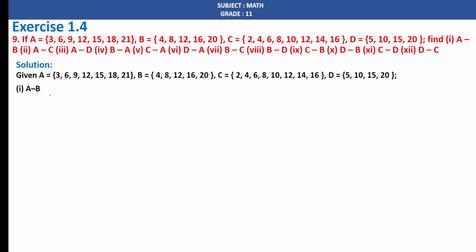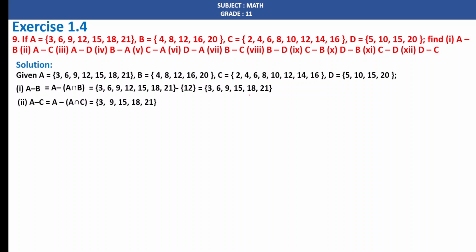A minus B can be written as the elements present in A but not in B. So, we can write it as A minus A intersection B. Therefore, we write {3, 6, 9, 12, 15, 18, 21} minus 12, because 12 is common between A and B. Therefore, A minus B is nothing but {3, 6, 9, 15, 18, 21}.